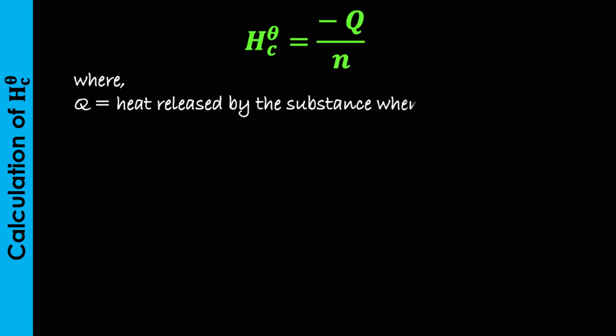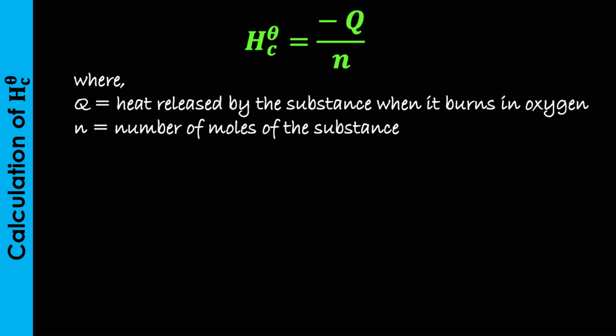To calculate the standard heat of combustion of a substance, we apply the formula H equals minus Q over n, where Q is the amount of heat released by the substance when it burns in oxygen, and n is the number of moles of the substance obtained by dividing its mass by its molar mass, and the negative sign shows its exothermic value.